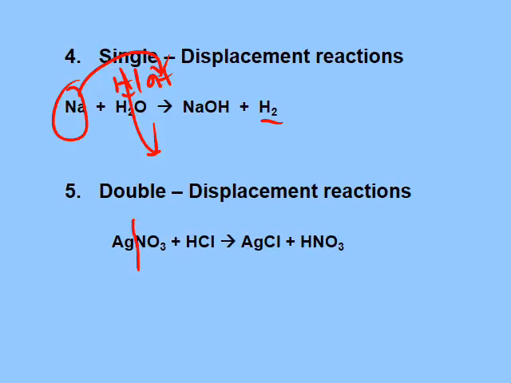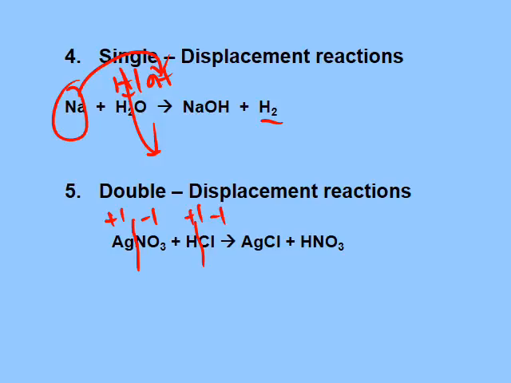Split that into metallic and non-metallic part, or positive and negative part. Silver is +1, NO3 is -1. How do I know that? NO3 comes from HNO3, nitric acid. When I get rid of hydrogen, I get NO3 minus, because each time you knock off one hydrogen, you develop a -1. Now, HCl, hydrogen is +1, Cl is -1.